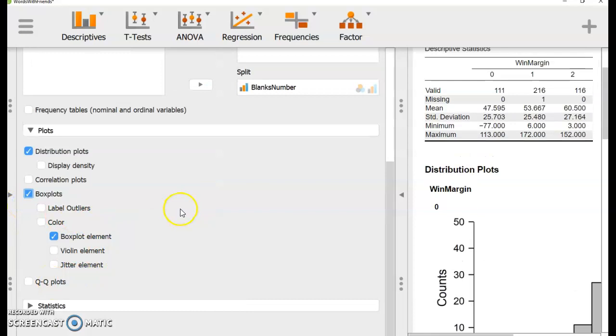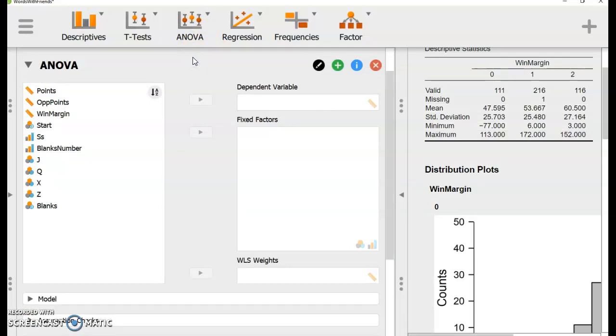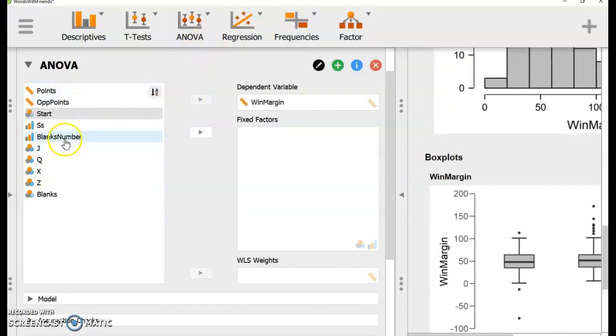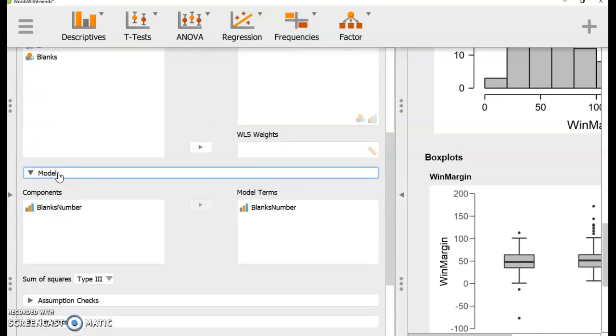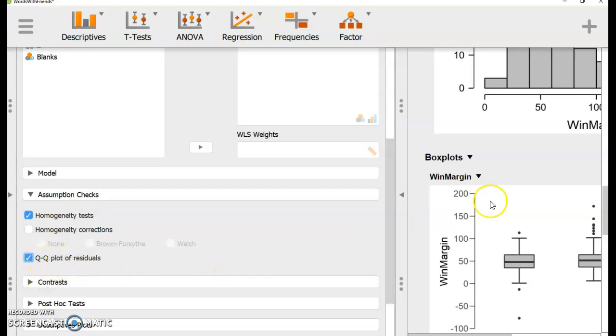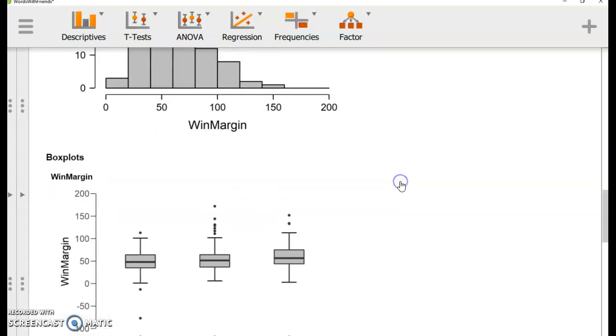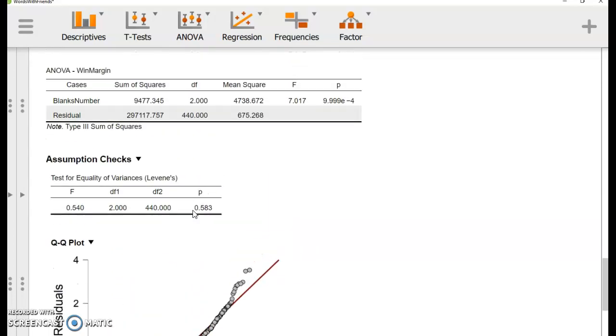We can also take a look at the QQ plots, but I'm going to do that when we actually run the ANOVA. So I'm going to go ahead and run the ANOVA. Again, win margin is our dependent, and blanks number is our factor. Here's the actual homogeneity test, and I'm just going to get a QQ plot of the standardized residuals here. So there's that normality of the residuals, pretty good, coming up a little bit on the tails, but again, certainly within what we're looking for.